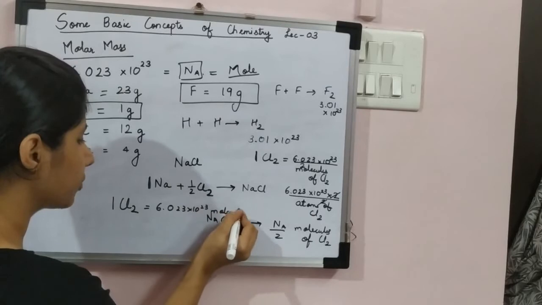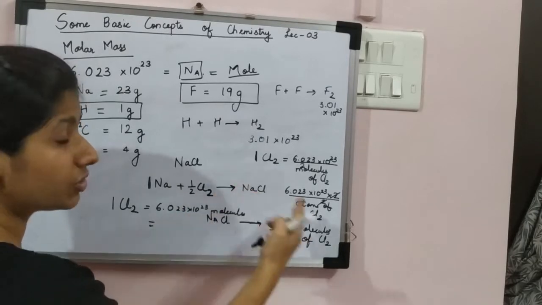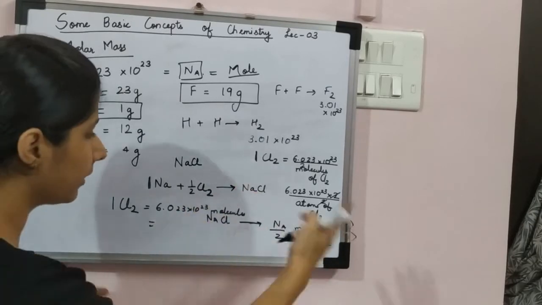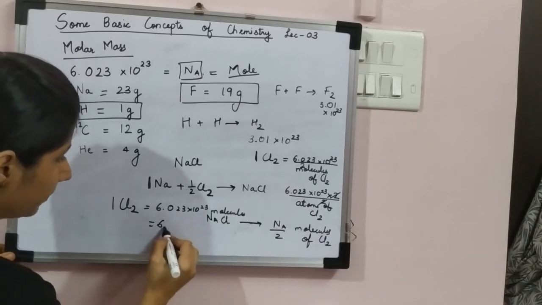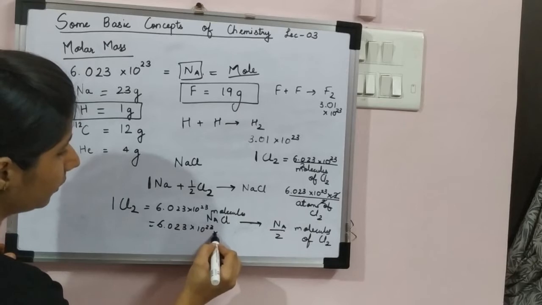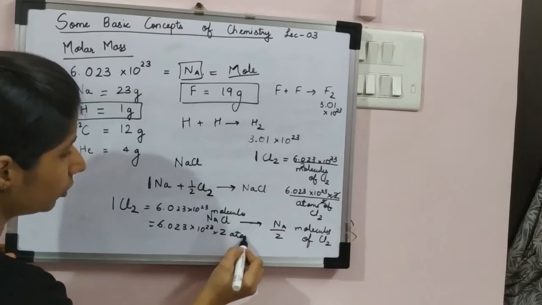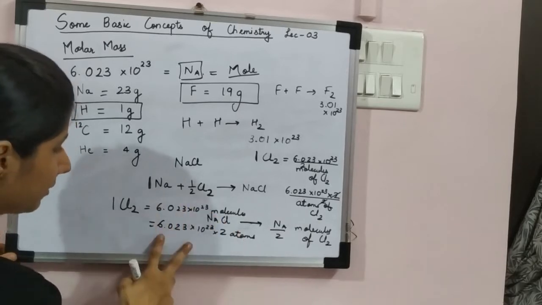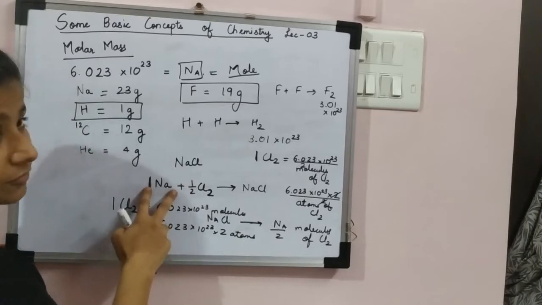But when it comes to atoms, because atoms are actually reacting, they'll break down and give us atoms. So how much would be atoms? Atoms would be 6.023 × 10^23 × 2 atoms. So I do not want 2 atoms. I want any number of chlorine atoms and any number of sodium atoms.